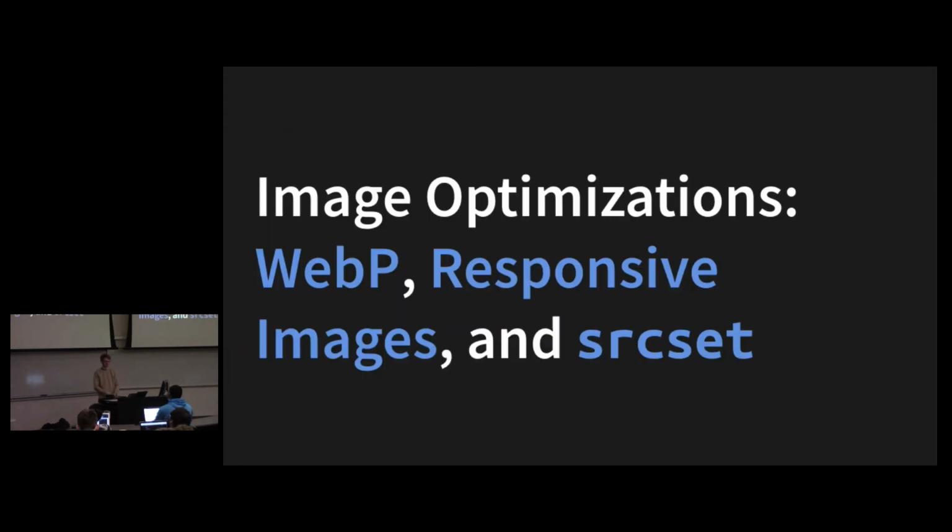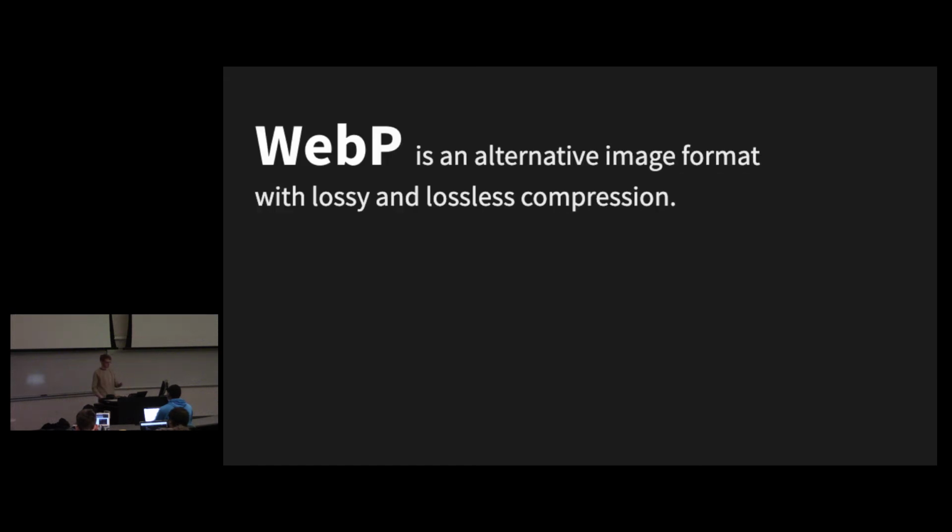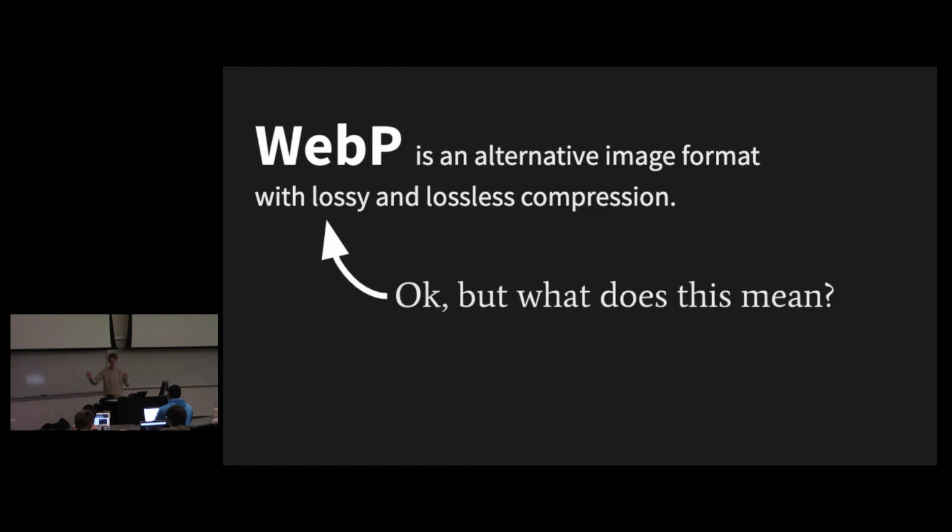Next up, let's talk about images. Images are pretty important on the web, and images can weigh a lot. We're going to talk about WebP, responsive images, and srcset. WebP is an alternative image format that has lossy and lossless compression. Okay, but what does that actually mean?